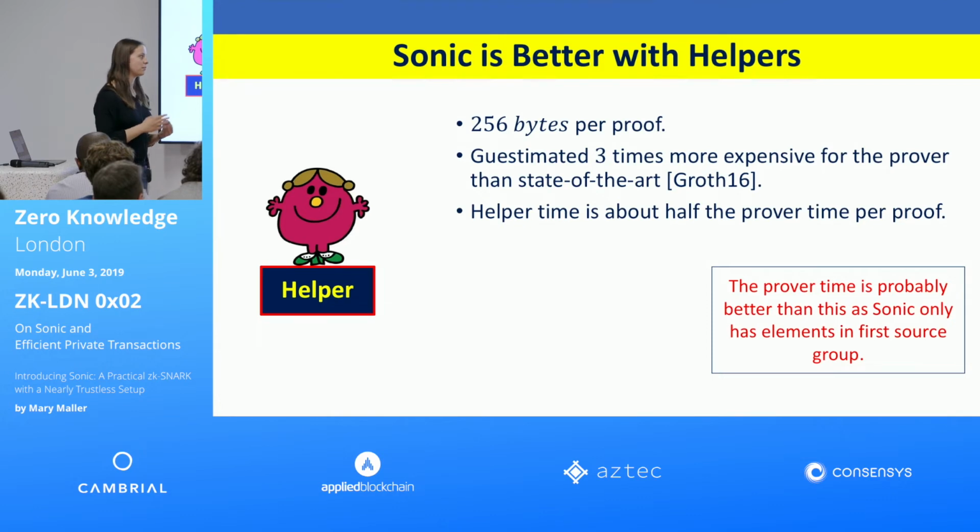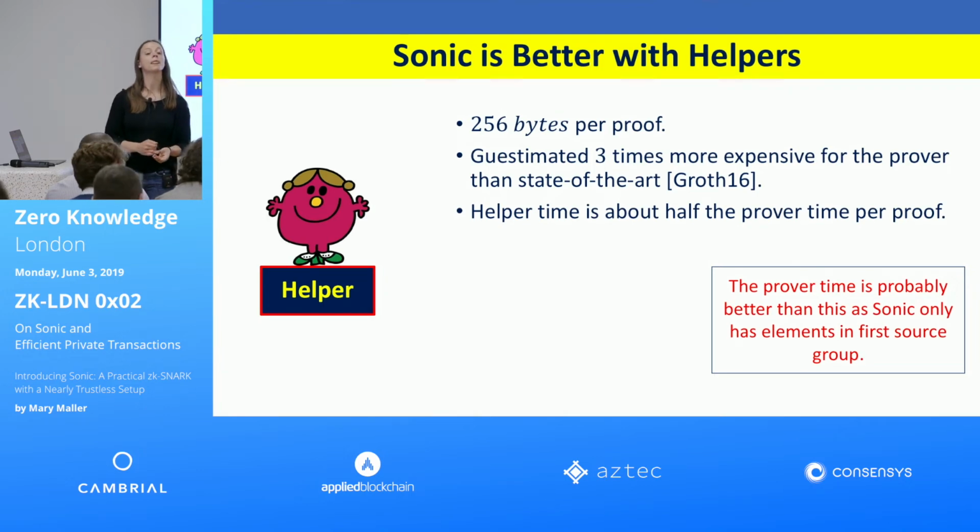And the same point about the prover time is possibly actually better than this, because I was counting this as if all of the group operations were done in the same group in the Groth16 protocol, and that's not actually true. They have some operations in the first group and some operations in the second. We only have operations in the first.